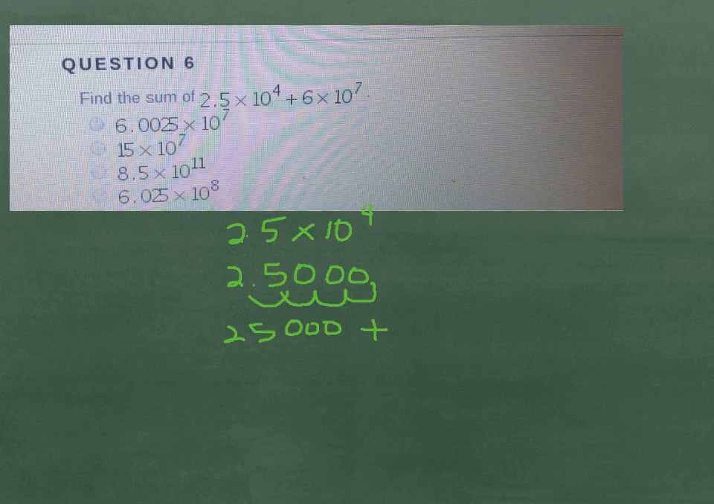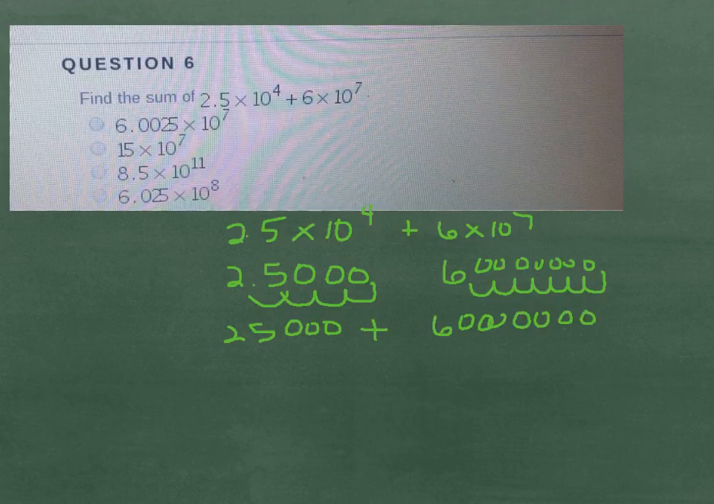So I have 6 times 10 to the 7th. So 6, and I'm going to move the decimal. There is no decimal, so I'm going to put one at the end. And I'm going to move it 7 times. 1, 2, 3, 4, 5, 6, 7. So I'll fill it up with zeros. So it's 1, 2, 3, 4, 5, 6, 7.